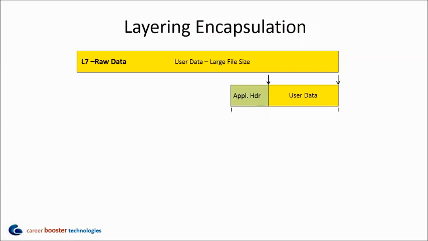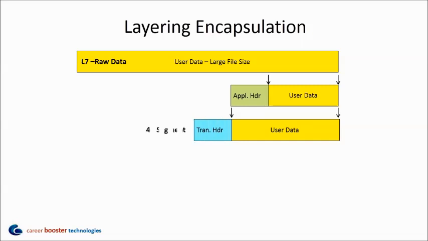Now user data along with the application header will become user data for the next layer, which is layer 4, transport. The transport layer has its own job: reliability, multiplexing applications, and all that. So it has its own header added. When you add the transport header, this is referred to as a segment. And when I add the transport header and user data together, it becomes user data for the next layer. Which is very clear.